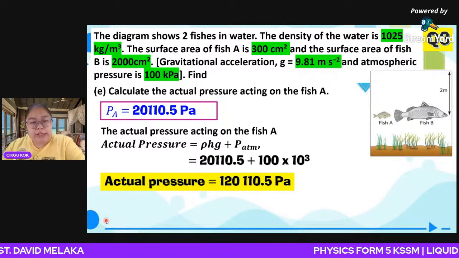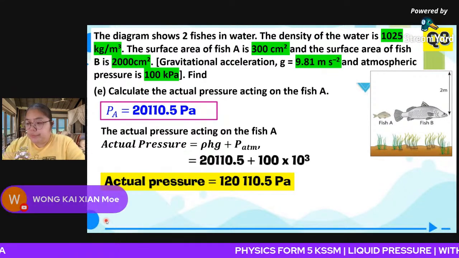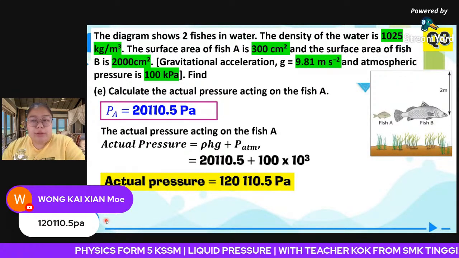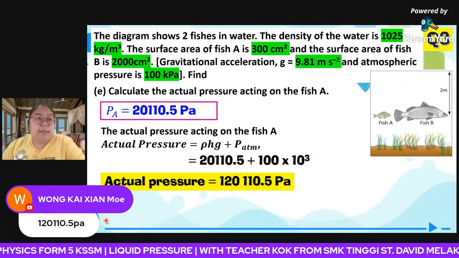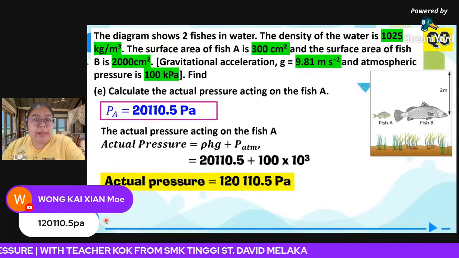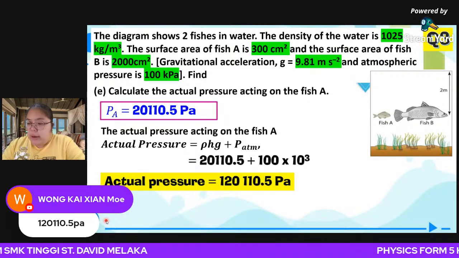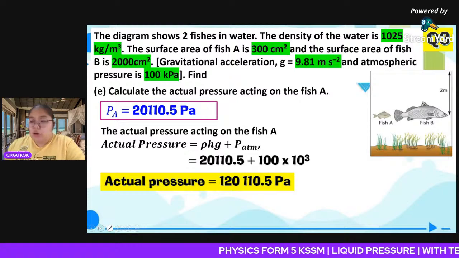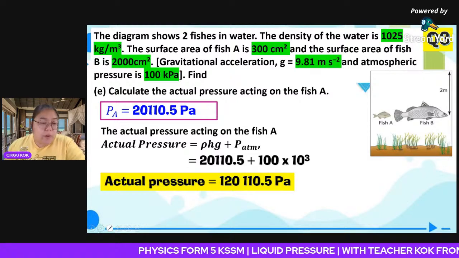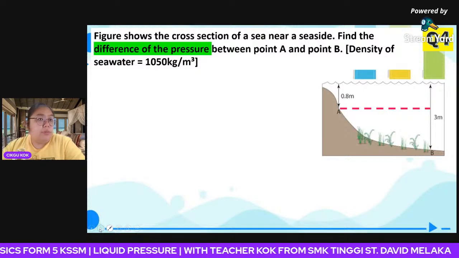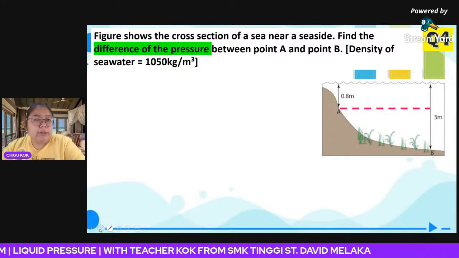Ling Han, you can change to kilo also can. You can write in full using Pascal also can. It should be the same answer. If you write kilo, you don't need to write so many things. 120.1 kilo Pascal, that's all. CT also correct. So this one is just question 3. Then we continue to question number 4. Correct, Sharon.